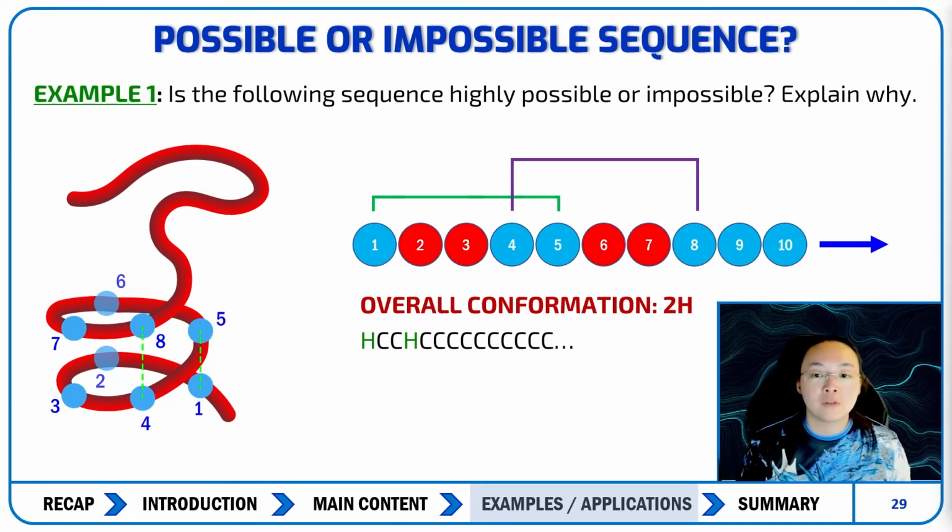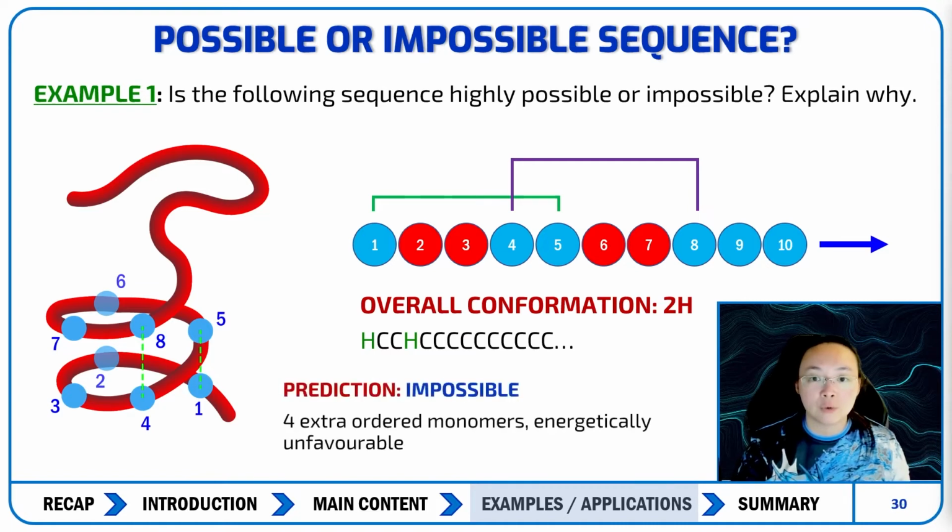Now, is this favorable? We already know that if there's a rigid structure and there are monomers in between, then it's not going to be quite favorable because these ones want to rotate freely and they can't. So the answer is no. Looking at the sequence, we have monomers that are not hydrogen bonded and want to freely rotate but cannot. So it is energetically unfavorable, and therefore this sequence is highly improbable. What we would want to say is that in this case, there are extra ordered monomers, which is not favorable at all.